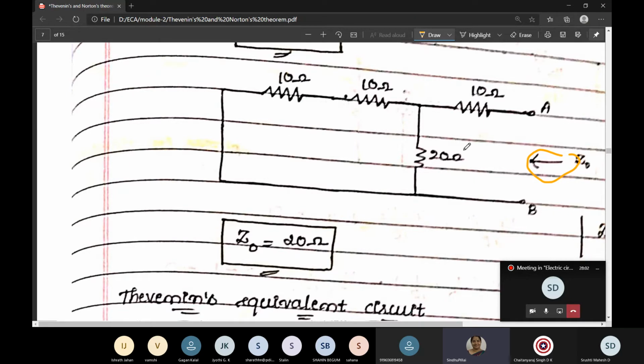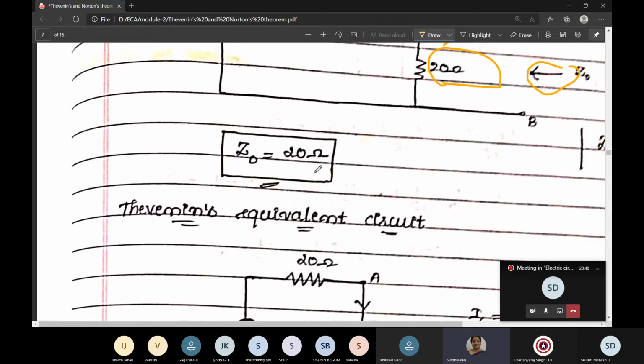You have to draw this equivalent network. It looks like this. So we have 10 ohm, 10 ohm, 20 and 10. Looking from the load terminal, you have to see which are in series and which are in parallel. So 10 plus 10, these both are in series. This will become 20. This 20 is in parallel with this 20 ohm, and that is in parallel with 10 ohm. So the total equivalent Z0 will be 20 ohm.